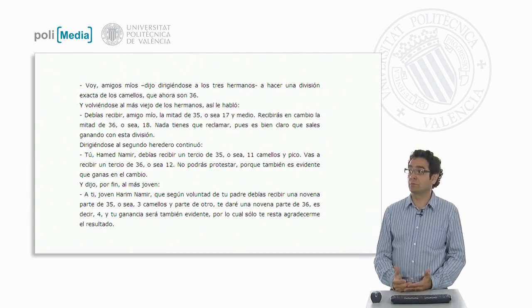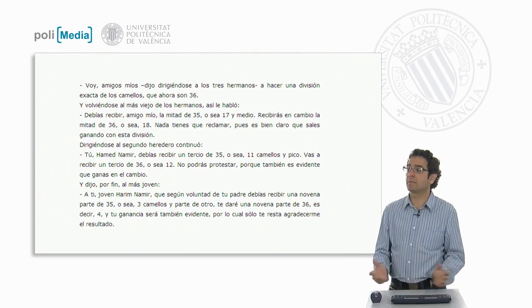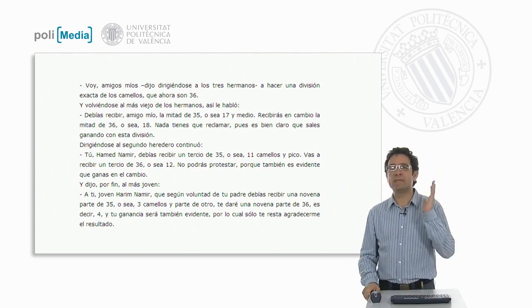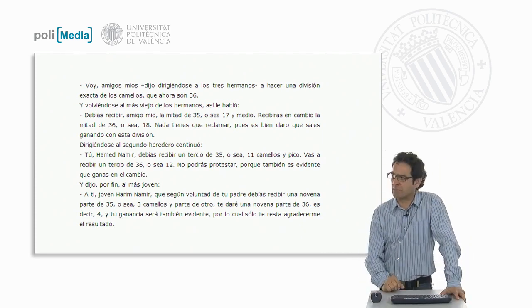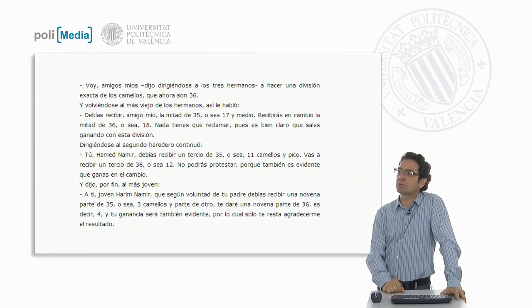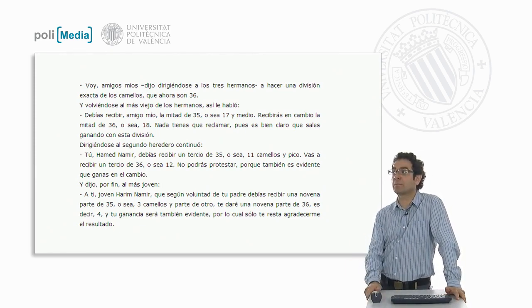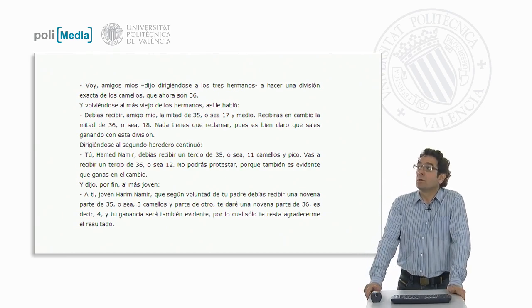Going to the second one, I tell him, you must receive the third part of 35, that is 11 and a half, which we have in the Excel calculated exactly how much. You are going to receive a third of 36, that is 12. You will not be able to protest, because it is also evident that you win with the change.